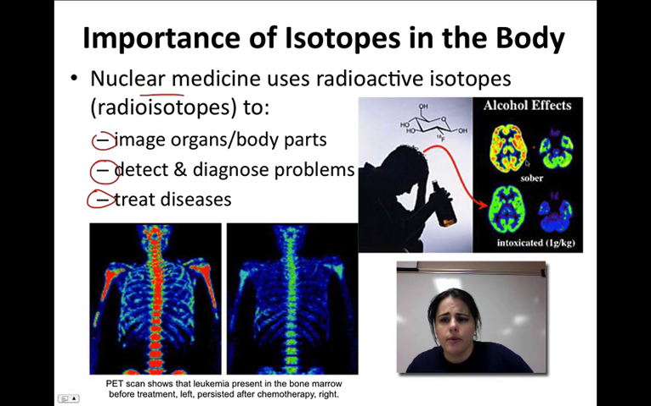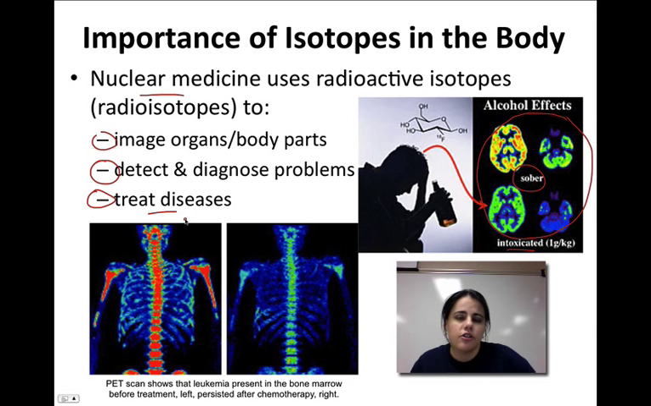Over here, we could do that with the brain too. So they could do a PET scan of the brain to look at its activity, and they could see that when somebody is intoxicated, there's a lot less activity in the vital parts of the brain than somebody who is not intoxicated. So they could look at that as well. And also, they could use it to treat diseases.